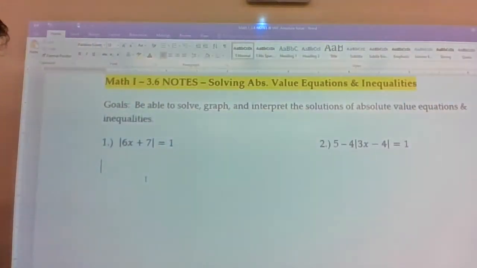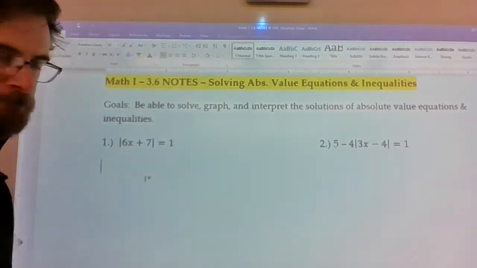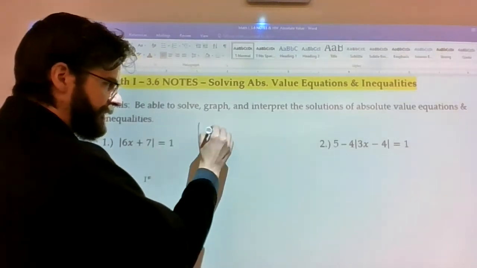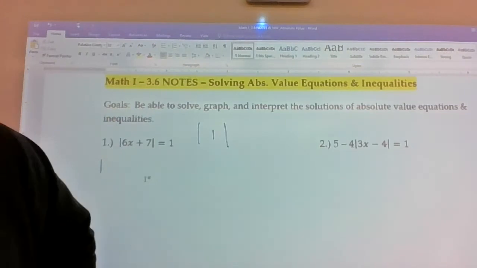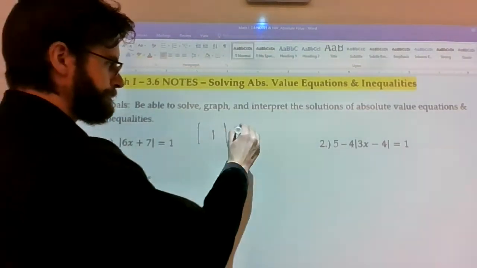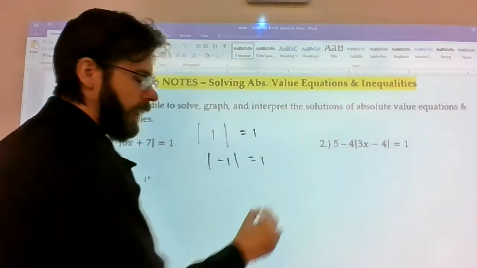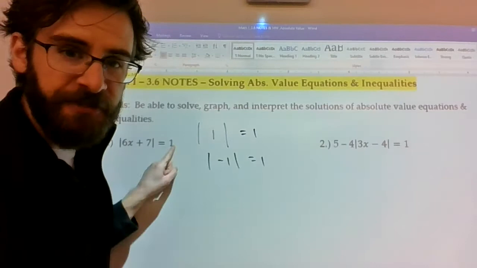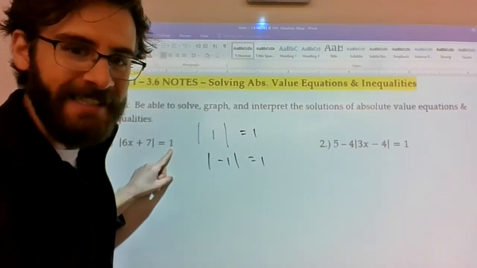So our first example, the absolute value of 6x plus 7 is equal to 1. If you recall in the first video, we basically took into account the fact that the absolute value of positive 1 equals 1, right? And the absolute value of negative 1 equals 1. So what this demonstrates here is that there's two solutions for an absolute value quantity equaling 1.